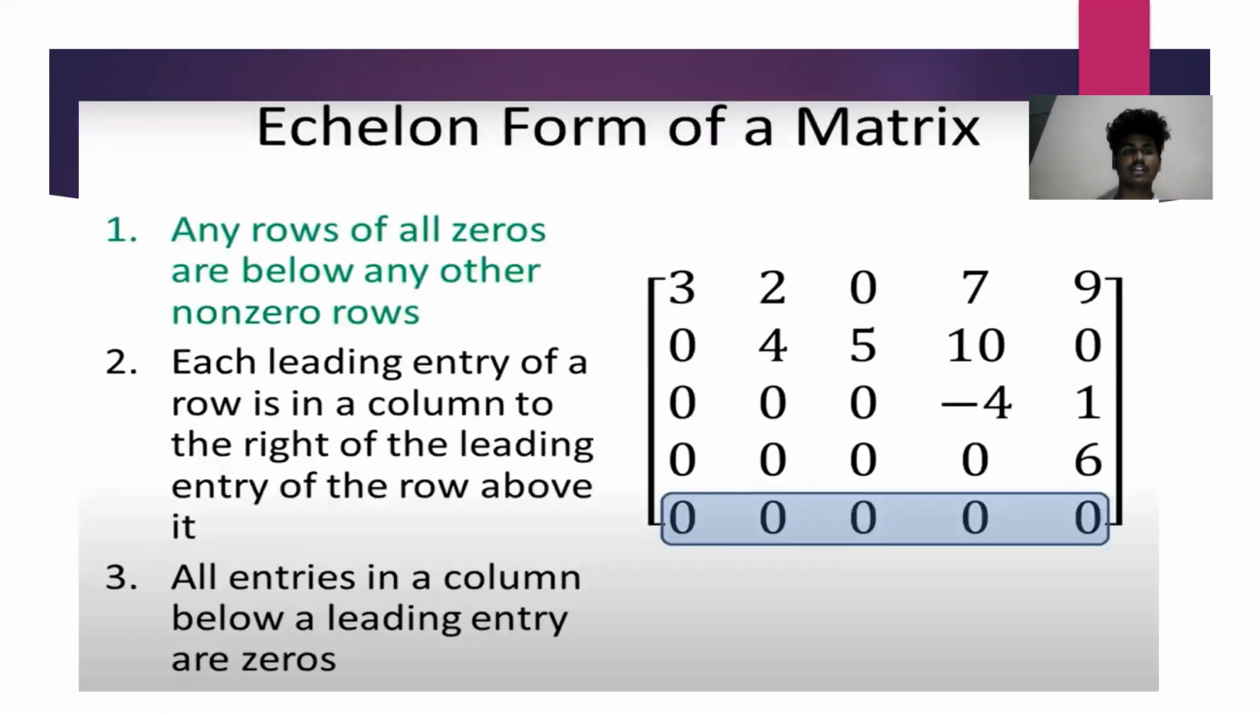In this we have 3 points also. Any rows of all zeros are below any other non-zero rows. The second is each leading entry of a row is in a column to the right of the leading entry of the row above it. And the third is all entries in a column below a leading entry are zeros. You can see here all zeros in the last one.